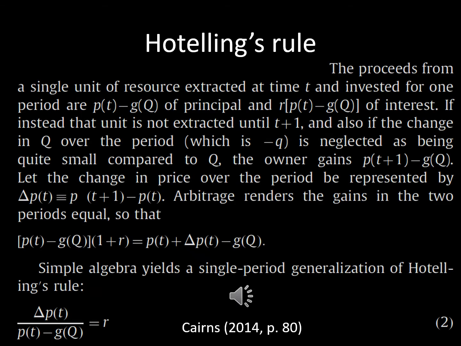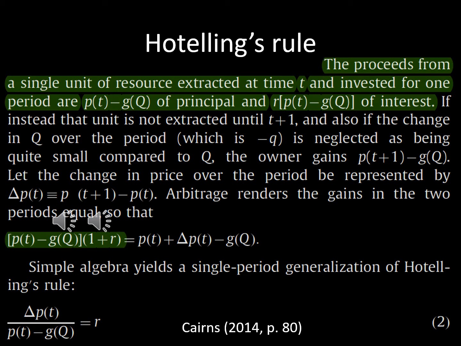As Cairns shows, relatively simple algebra gives Hotelling's rule. Here, P refers to the price of the resource at time t, with marginal extraction costs G depending on the stock size Q. Delta P refers to the price difference between period t and the next, t plus 1. And R is used for the rate of interest. Now consider this, page 80.